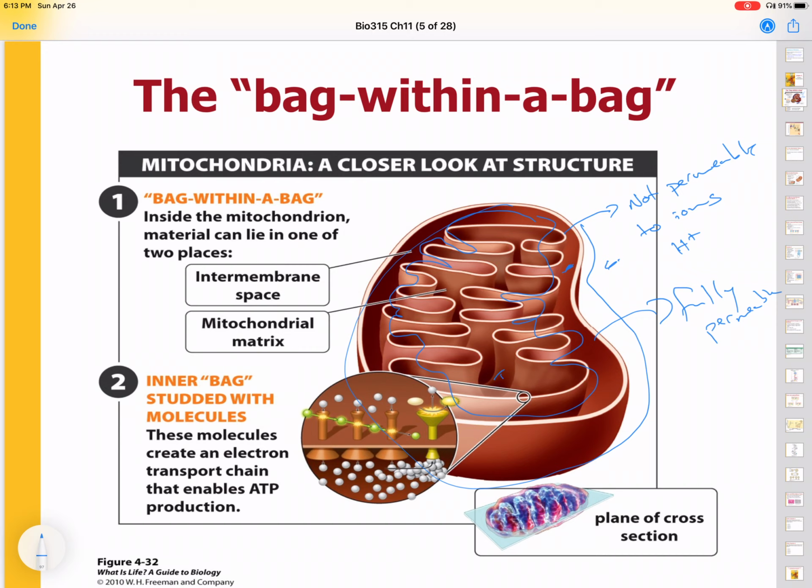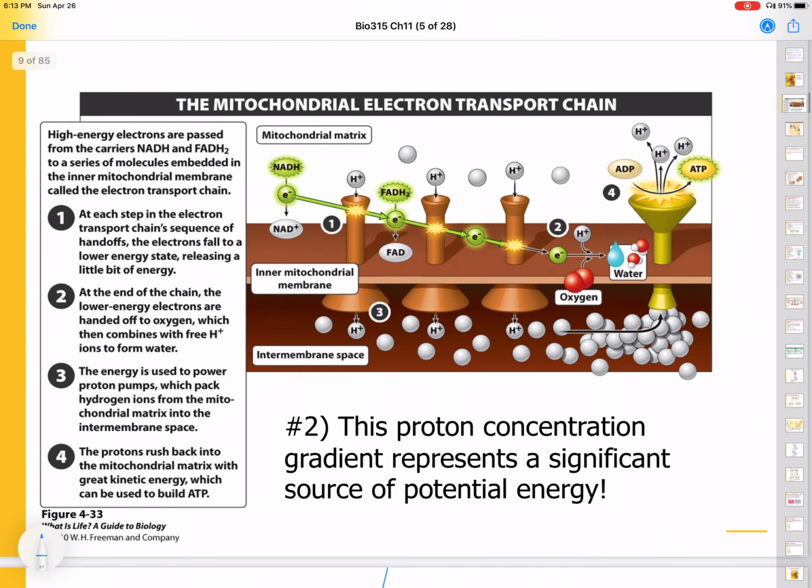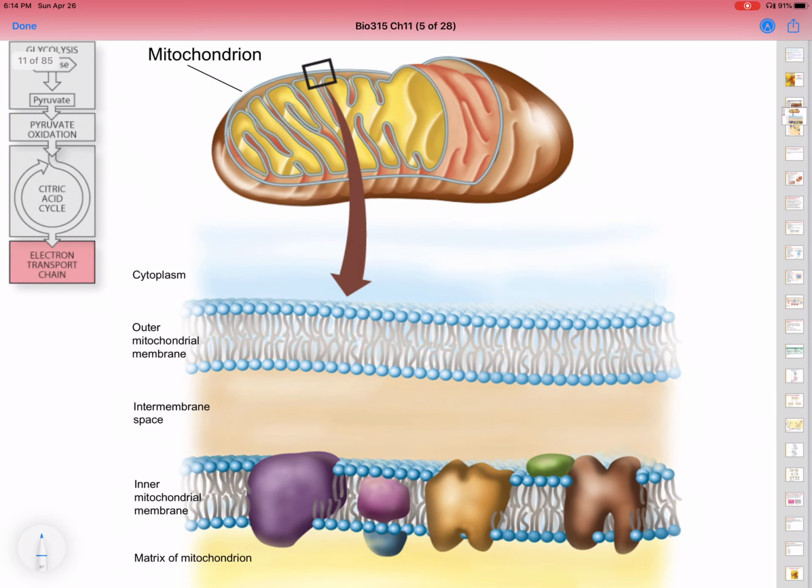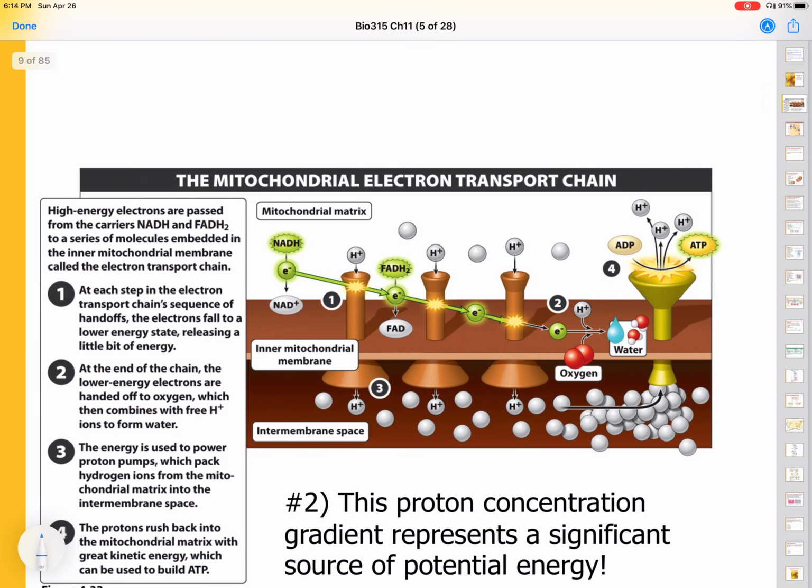The processes of the citric acid cycle occur in the matrix of the mitochondria, which is the space within the inner membrane. So everything that we've done thus far, outside of glycolysis, has occurred within the matrix of the mitochondria. And the electron transport chain is on the surface of the inner membrane. And so this is the electron transport chain. This is the matrix here and the intermembrane space there.